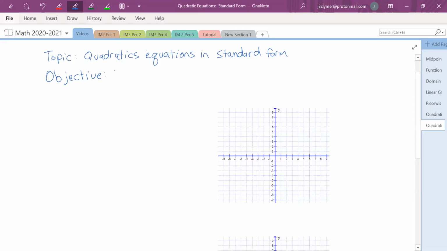So we should be able to graph quadratic equations in standard form.